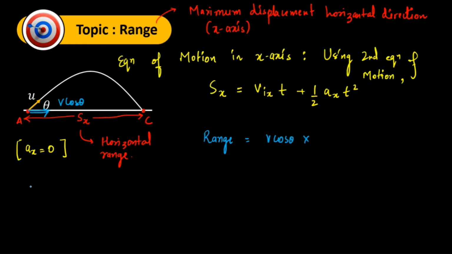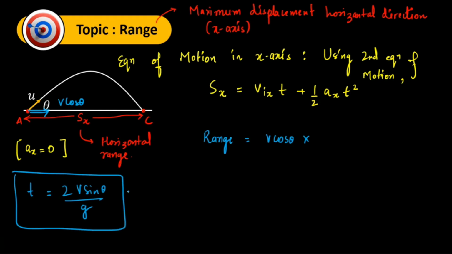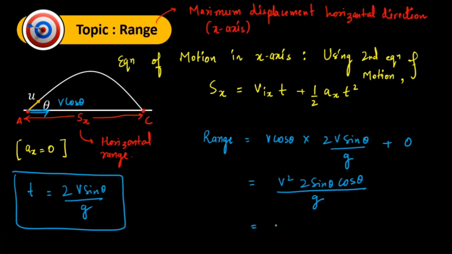Now what is the total time here? The projectile goes from A to C. We already saw the total time is twice v sine theta by g. So we substitute this value directly in this equation, and we have 2v sine theta by g. As acceleration is zero, there is nothing more. So it is going to be v square twice sine theta cos theta by g. If you know that twice sine theta cos theta is nothing but sine 2 theta, this is going to be the range, v square sine 2 theta over g.